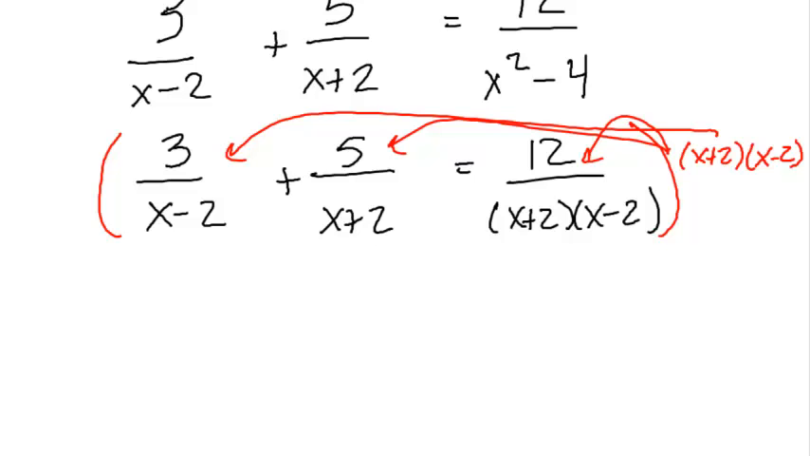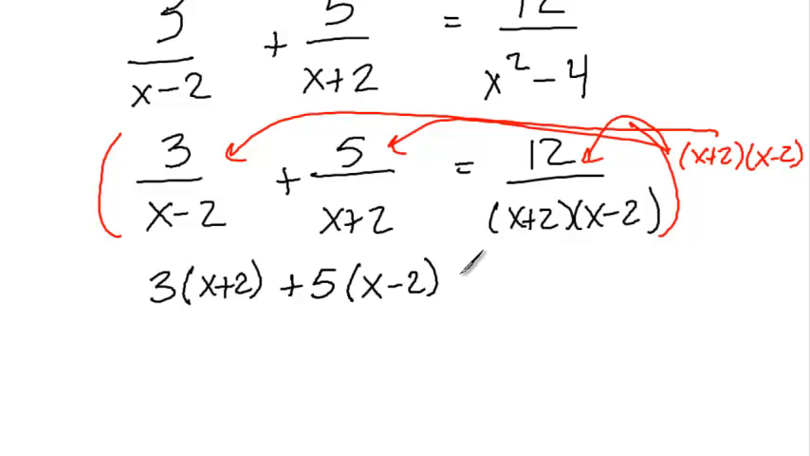Now, this time I'm not going to write it completely out like I did the last one. Let's see if we can think about it as we're doing it. So here, 3 over x minus 2 times x plus 2, x minus 2, those x minus 2's will cancel out and leave us with 3 times x plus 2. And then here, the x plus 2's will cancel out, and we'll have plus 5 times x minus 2 equals, and here the whole denominator cancels out, and you just have 12.